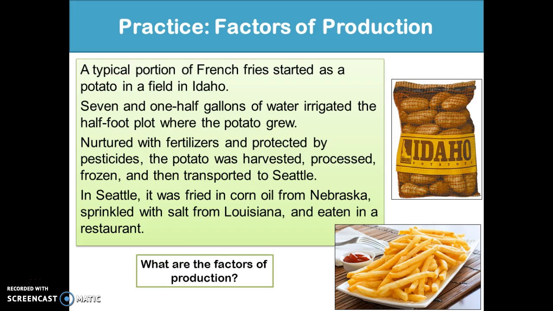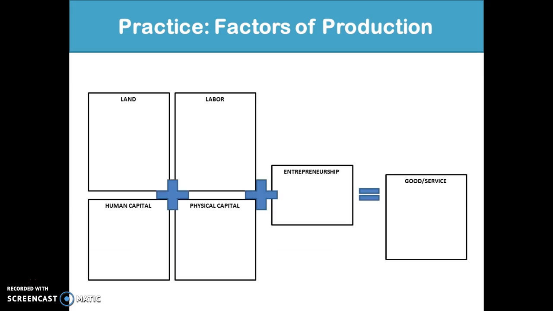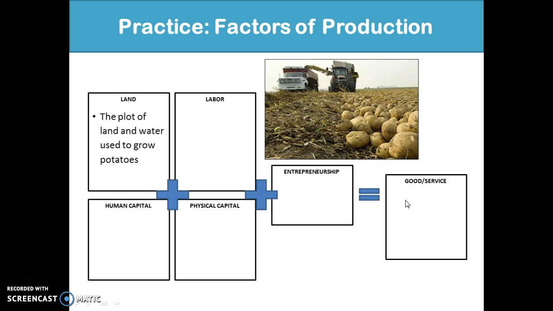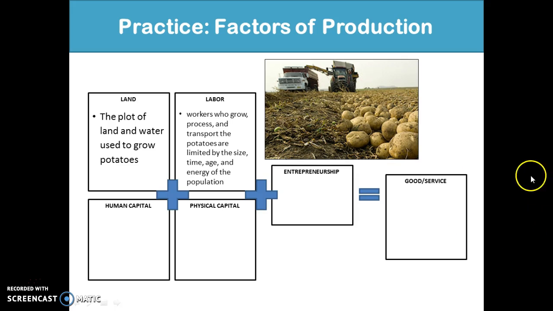All right, so you've had a chance to look at that example with the potatoes, and let's identify some of the factors of production. Here we have a production equation in which we're adding together all of these different factors of production to produce a good or a service. And the land would be the plot of land that the potatoes are grown in, the field, the water that's used, the salt that's used to flavor them. Labor would be the workers who grow and process, transport the potatoes, the people that are driving those machines, the fryers, the farmers, all would be labor.